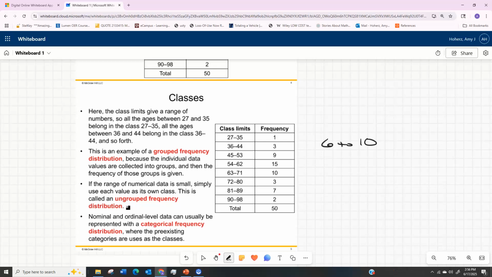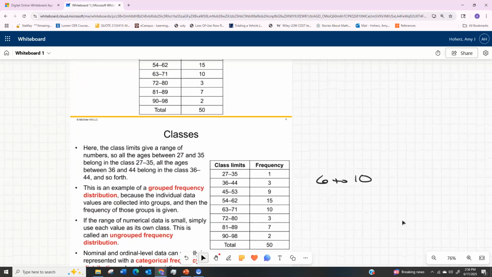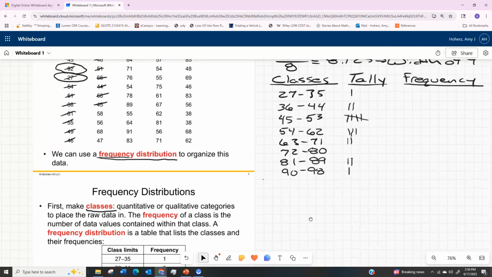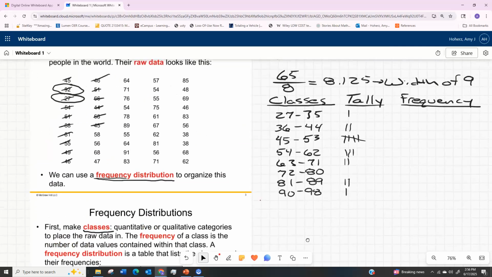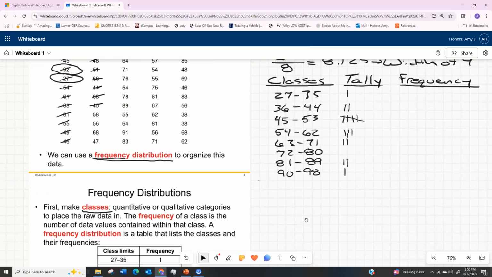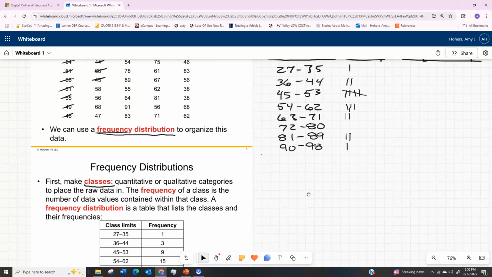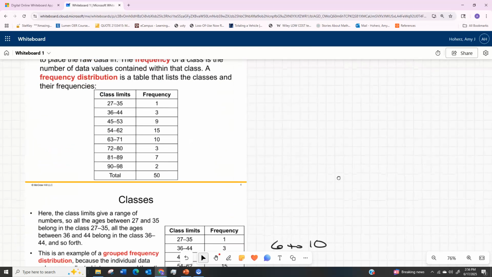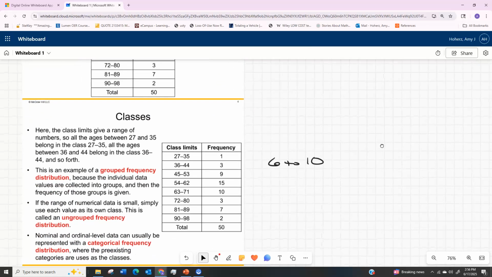So if you have a very small range of numerical data, you don't really need to do a grouped frequency distribution like we did here. But here we had all the way from 27 to, what was it, 92. Since we had such a wide range of numbers, a distance of 65, it made sense to group those numbers together instead of keeping them all separate.